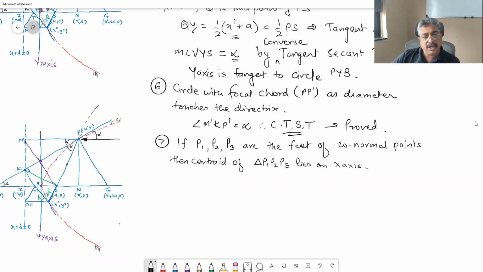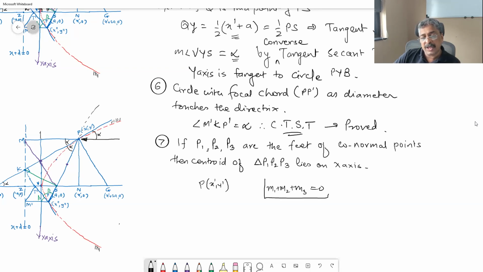Conormal means you are taking a point P, say x dash, y dash, somewhere in the interior of parabola from where 3 normals are possible. You draw those 3 normals, they intersect parabola at P1, P2, P3, and the slopes of them will be m1, m2, m3, and it is going to be cubic in m, where coefficient of m square is absent. Therefore, m1 plus m2 plus m3 is equal to 0.